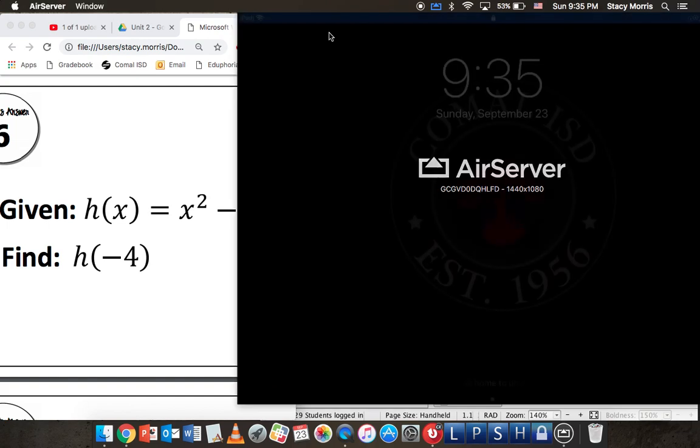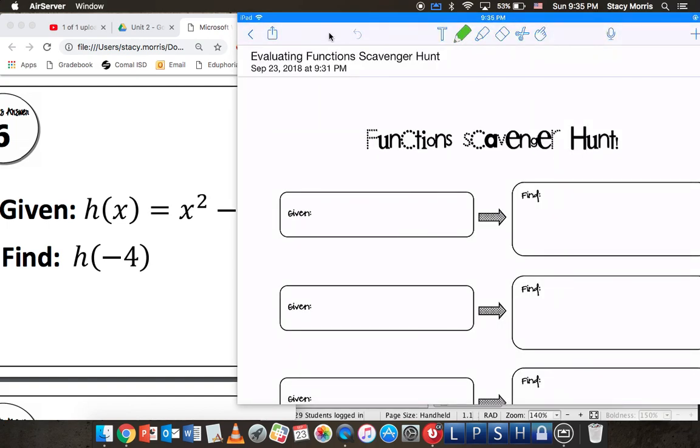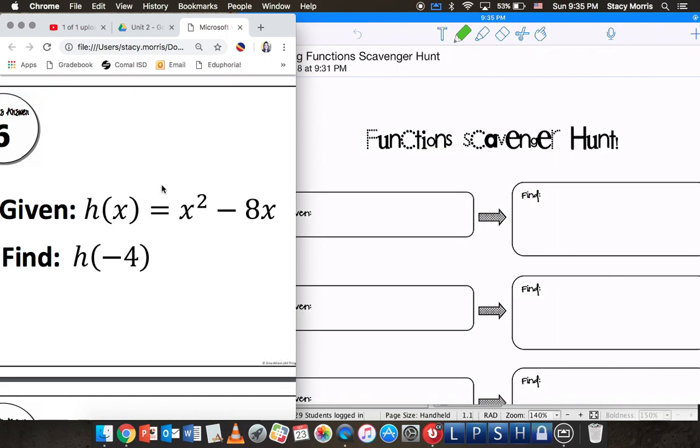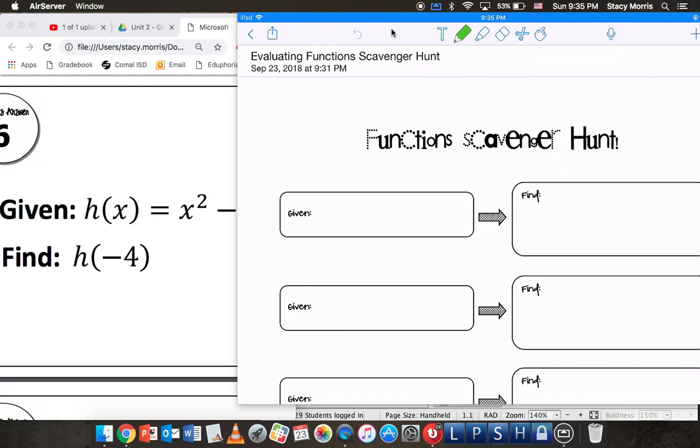Okay, so I just brought up the paper that you have for your scavenger hunt, and I have one example that I'm going to work through on the calculator. This is how you're going to be writing this on your paper. Let's say this is the first one you're starting with. It doesn't have to be, but you're going to write what's given. So we're given h of x equals x squared minus 8x. We're going to write that over here in the given.